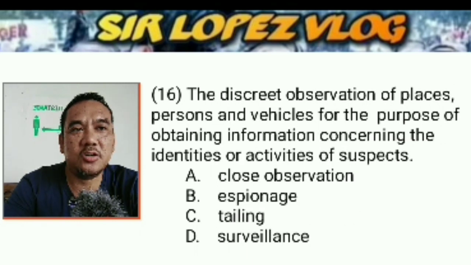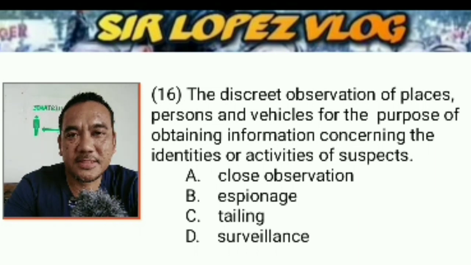The discreet observation of places, persons, and vehicles for the purpose of obtaining information concerning the identities or activities of suspects. A. Close observation. B. Espionage. Letter C, tailing. Or letter D, Surveillance. Next, 17.